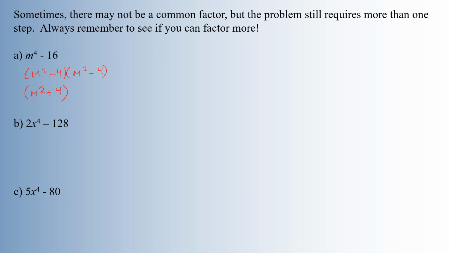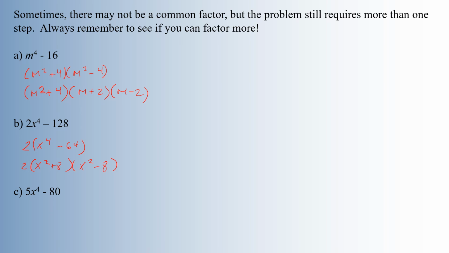But m squared minus 4 does factor. It factors m plus 2 and m minus 2. Remember, it's the difference of 2 squares, so it only works with subtraction. Okay, let's take a look at b here. So we have 2x to the 4th minus 128, so I'm going to take out a 2, and I'm left with x to the 4th minus 64. I'm then going to factor x to the 4th minus 64. So 2 times x squared plus 8 and x squared minus 8.